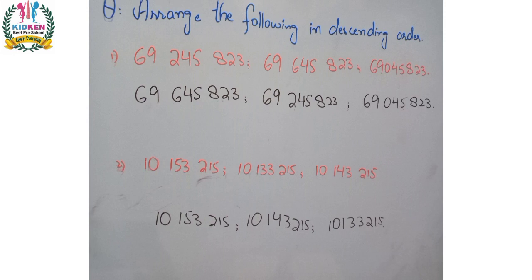Number second part is 10153,215, 10133,215 and 10143,215. Simply, we can see the value that is much greater than the other two values. So 10153,215 is the greatest. Next is 10143,215, which is smaller than the first value, and the smallest value is 10133,215. So this is descending order.